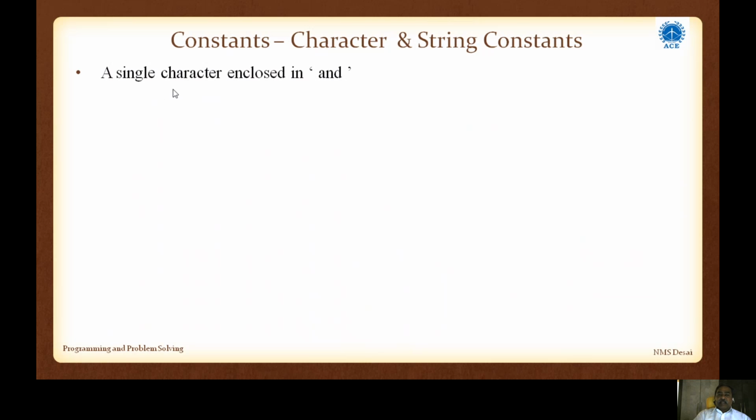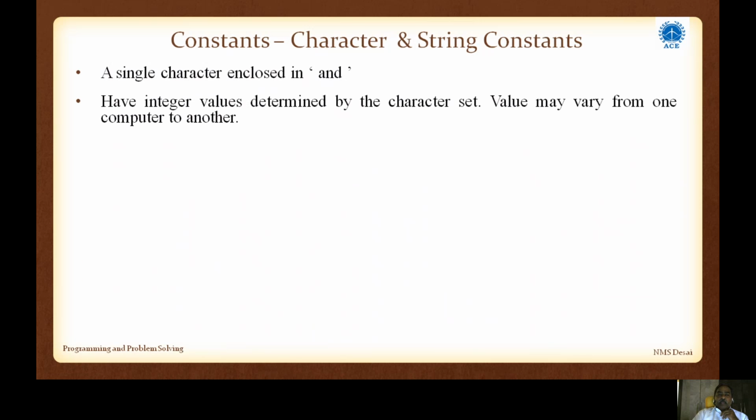A character constant is a single character enclosed in single quotes, an opening single quote and a closing single quote. For example, the letter itself is shown here, but a word like 'and' is not a single character, it is 3 characters here. How does C deal with it? We'll see in a while. They have integer values determined by the character set. A is a number for the computer. It has a certain ASCII value, right? The value may vary from one computer to another.